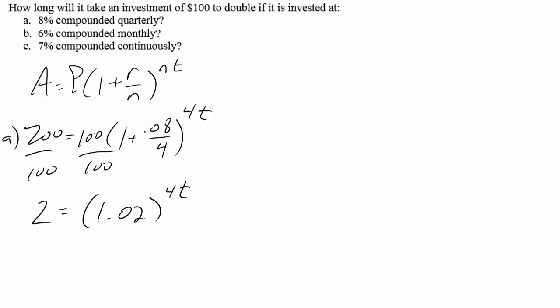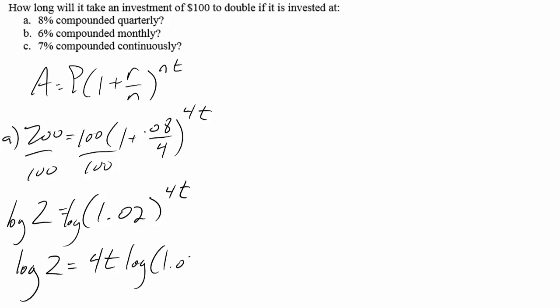Okay, now the t is the part that we care about, and that's located in the exponent. So that means that we are going to be using logarithms to move that guy down. So we'll go ahead and take the log of both sides. All right, so we're left with log of 2 equal to, now we can move that 4t out in front of our log of 1.02.